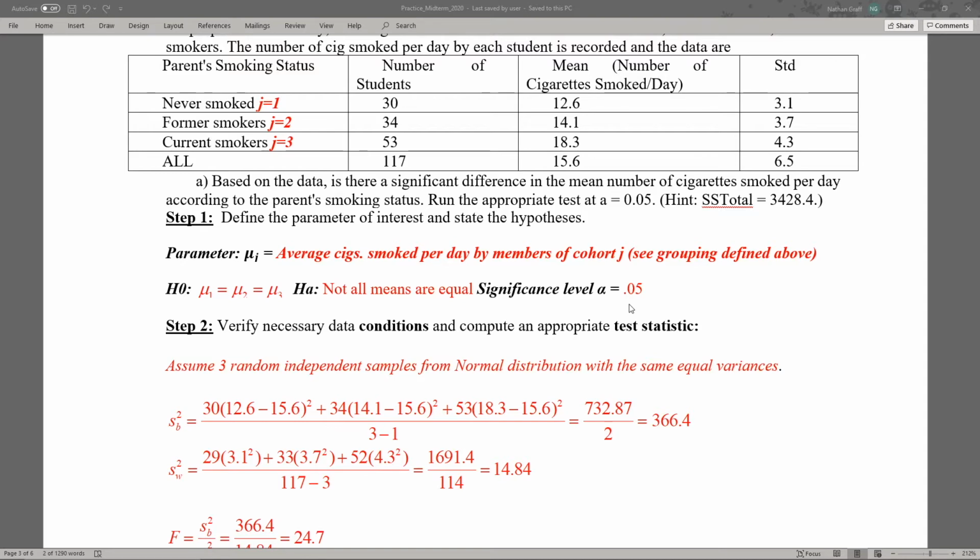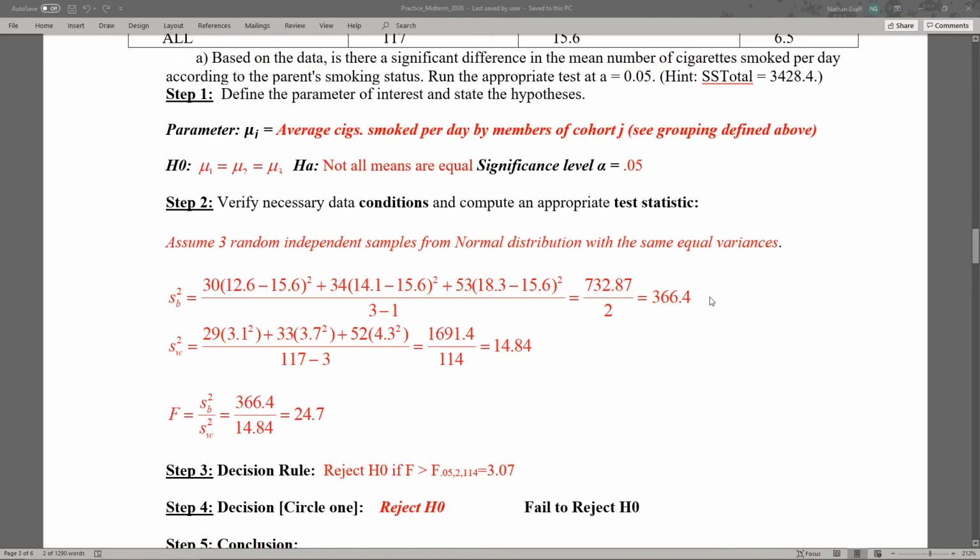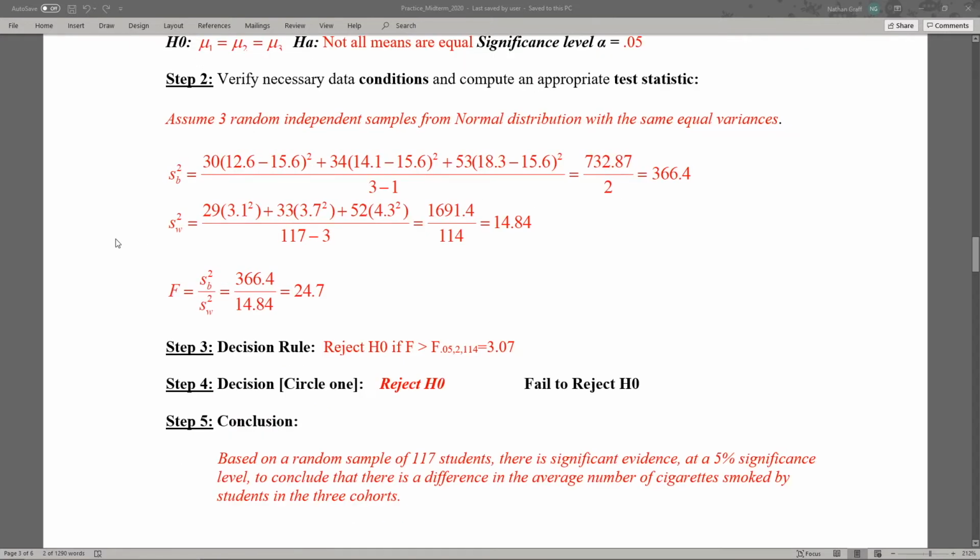We then assess the conditions necessary for the ANOVA analysis. These conditions are independent samples from a normal distribution with equal variance. Our test statistic here is a bit involved. First, we calculate the mean square between. The numerator is the sum of the sample size per group times the squared difference in the sample mean and the overall mean for the three different groups. The result is then divided by the number of groups minus 1.